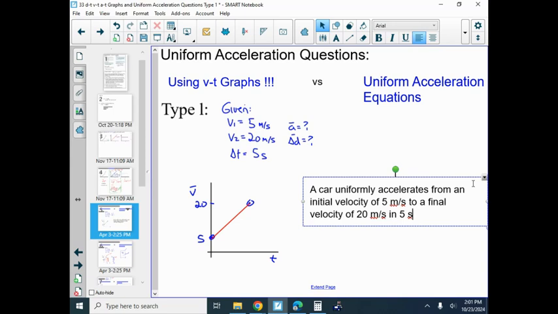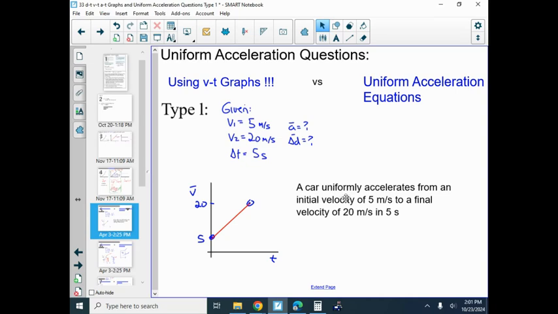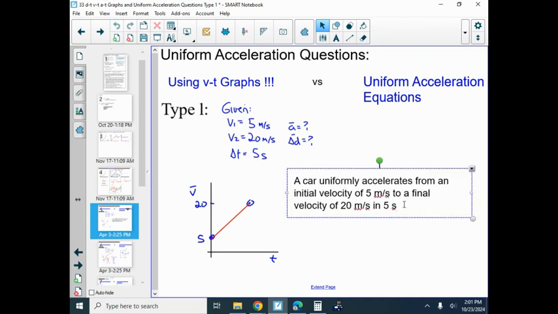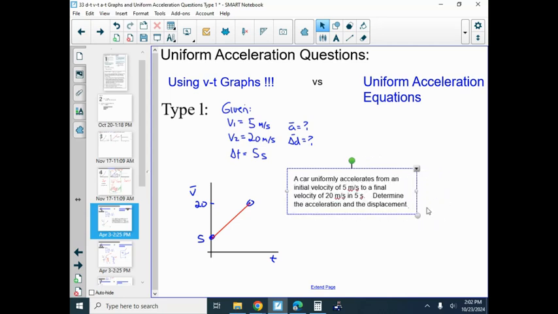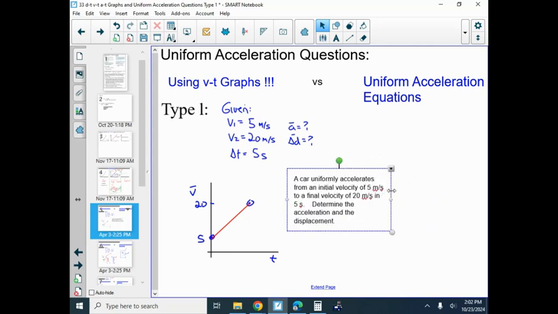It would be really common for it to be like 5.0 and so on, but we're not going to worry about significant digits every time, right? So there's your information. Then the task would be to determine the acceleration and the displacement during the interval. Okay, so think of what the question would have been from that paragraph of words.